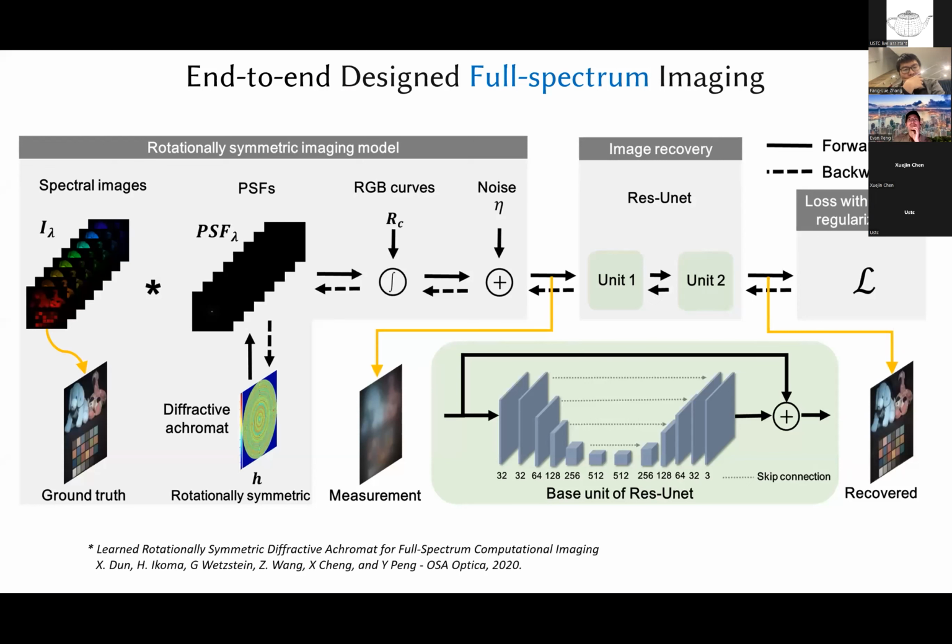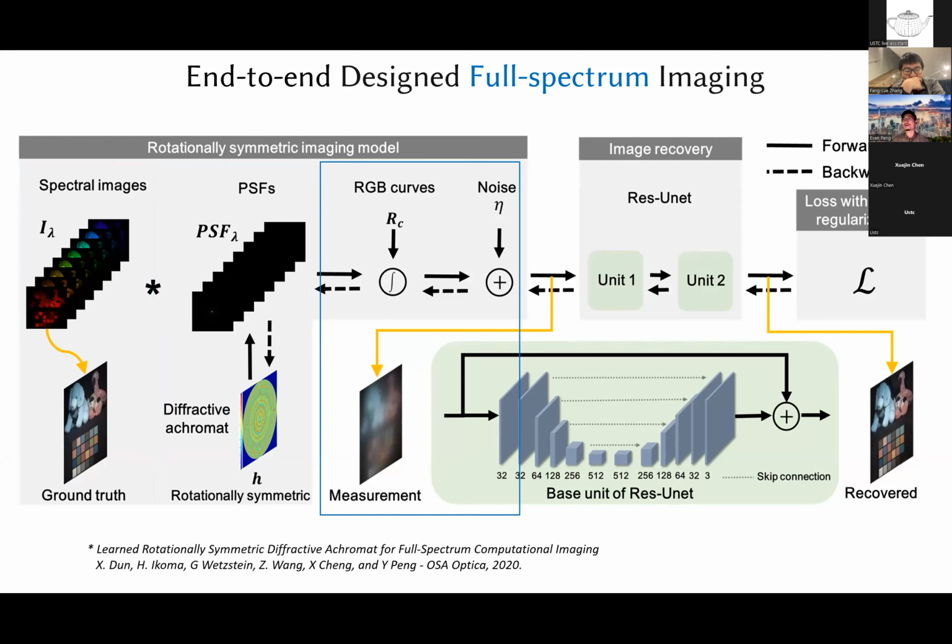Okay, first, let's target full spectrum imaging with one single diffractive optical element. This is valuable since color dispersion is the most problematic issue of the diffractive optics we're using as imaging lenses. So for this project, during the forward pass, the ground truth is a hyperspectral imaging dataset. And we can parameterize the lens using a rotationally symmetric model. Then we can convolve the images with point spread functions and consider the color curves and noise. So we have the measurement data.